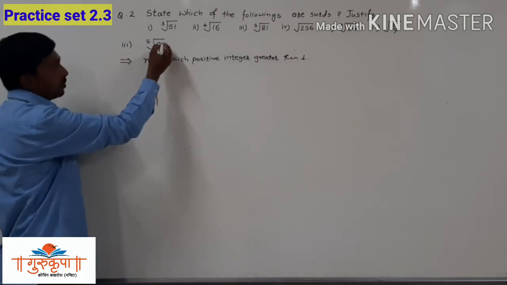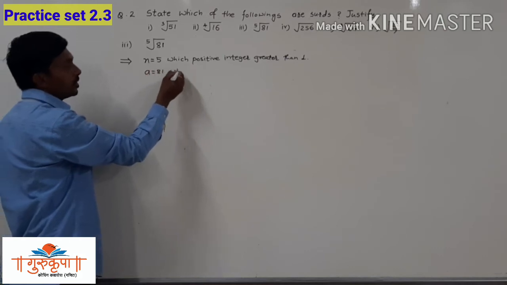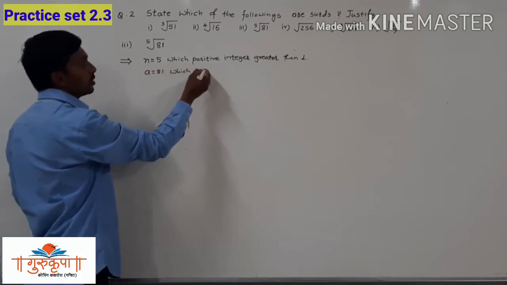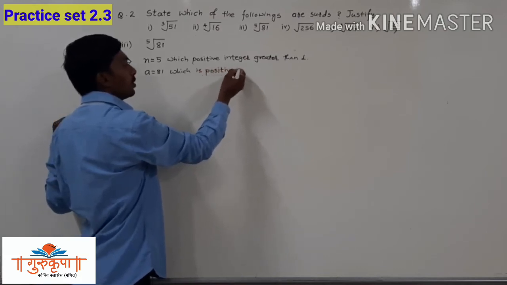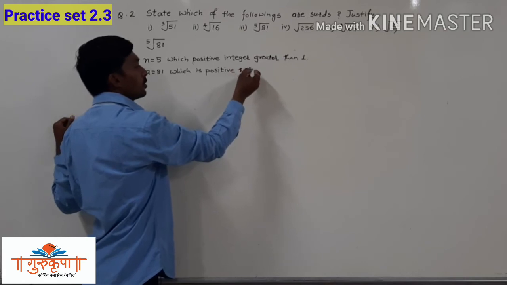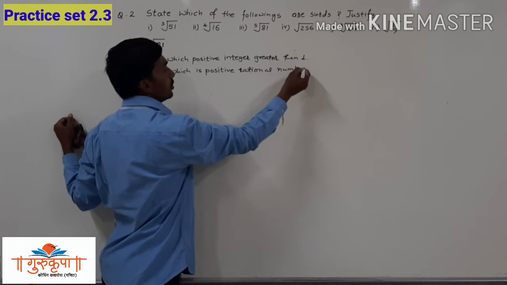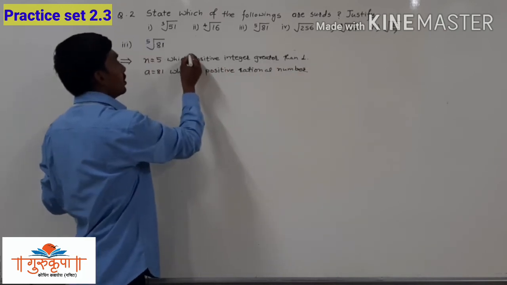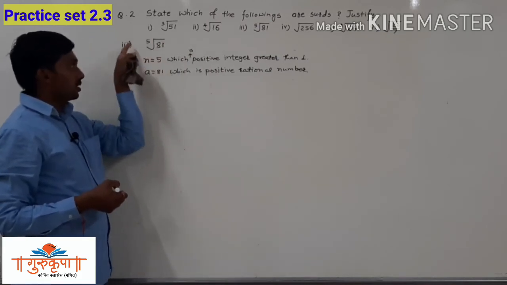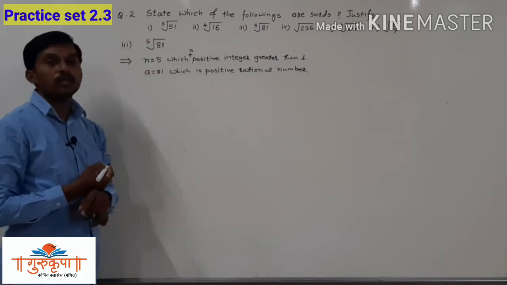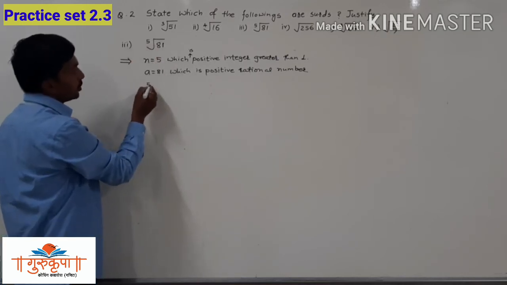Then a is equal to 81, which is a positive rational number. And then the third and last condition: the number which we have been given altogether should be irrational. So we will check whether it is rational or irrational, the fifth root of 81.